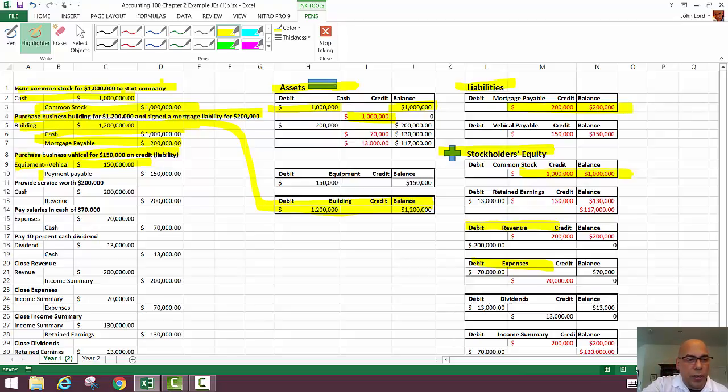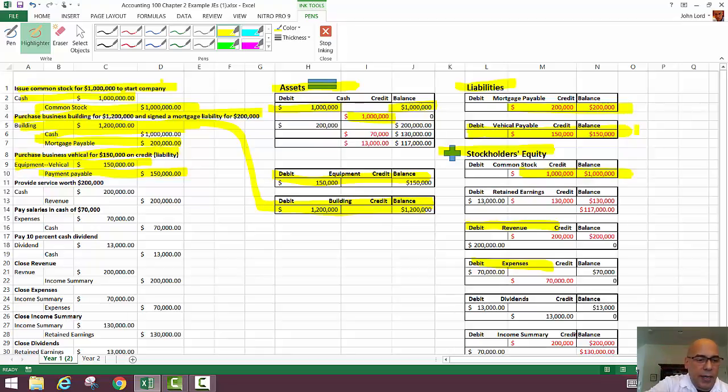So what do I do? I debit the equipment for $150,000, and when we say on credit, that means I've got like a credit card, a bill that I have to pay, and so I'm going to credit vehicle payable for this $150,000. So I've debited the asset. I'm going to post that. I've credited the liability. I put it in my journal, then I post it in my ledger, and our equation is still in balance, right?